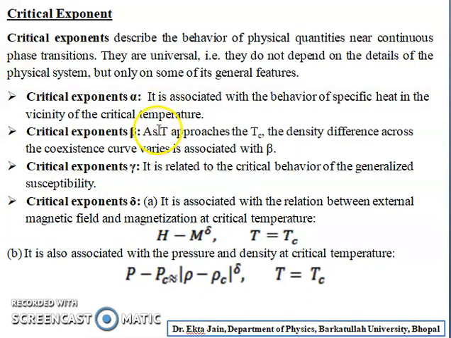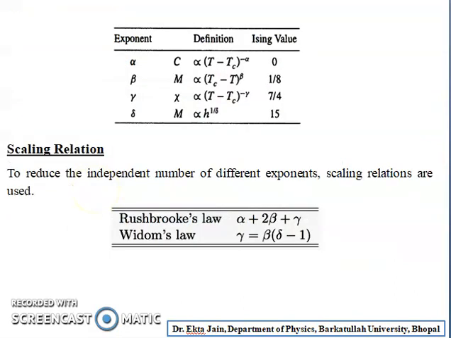Now, where are the relations for alpha, beta and gamma? So, my next slide presents a table for the critical exponents alpha, beta, gamma and delta along with their Ising values.